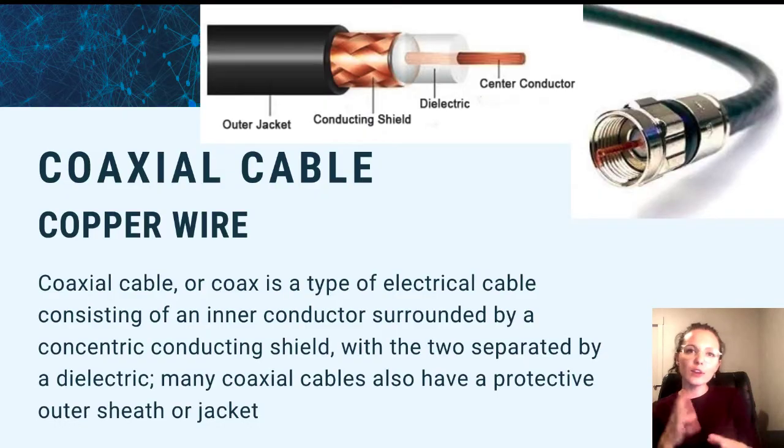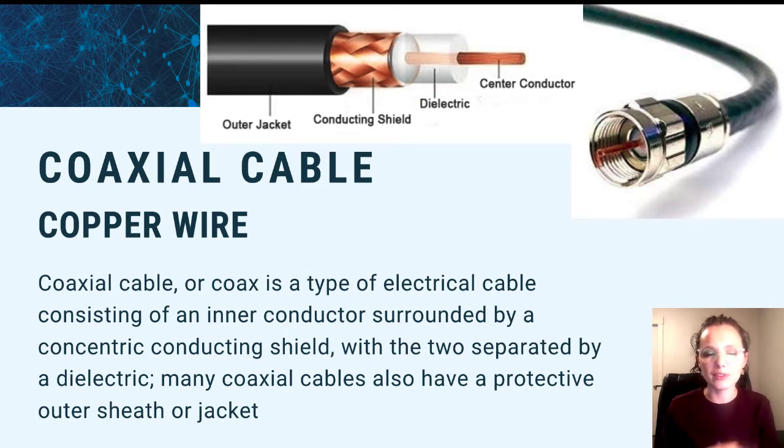So the first wire that you're going to need to learn about is a coaxial cable. This is a copper wire. You're probably familiar with this from watching it being plugged into your internet or digital service in the wall. You have to kind of twist it in there. So coaxial cable is a type of electric cable consisting of an inner conductor surrounded by a concentric conducting shield. So there's a lot of technical language in there. You'll want to dig into that in this chapter so you can understand how this wire works. But at the end of the day, it transmits electrical signals.